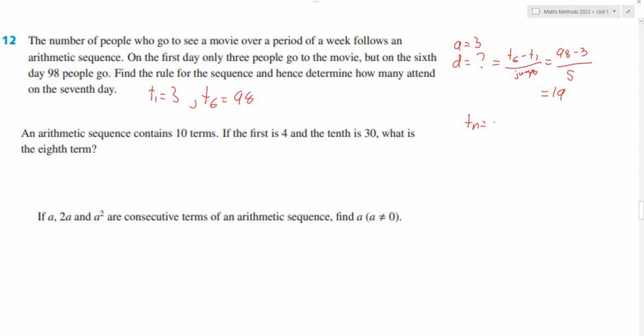Which will then give us our rule. Tn equals 3 plus 19(n minus 1). And what are we trying to find? T7. So let's just chuck n equals 7 into our rule. 117. Sounds right to me. Where did you get the 7 from? We want term 7.